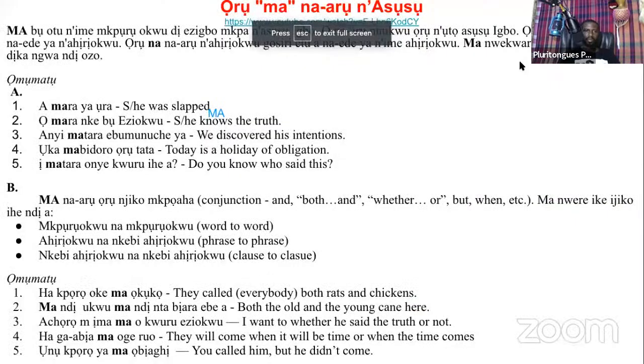All right, let's continue. So in this slide, we have our introduction. And remember, the topic today is the function of ma. So in Igbo language, we say, ọrụ ma na-arụ n'asụsụ.